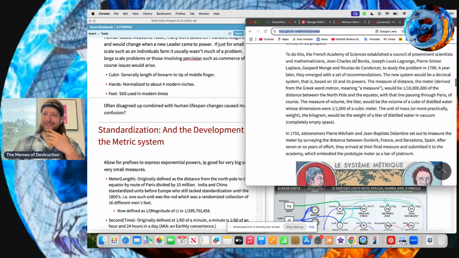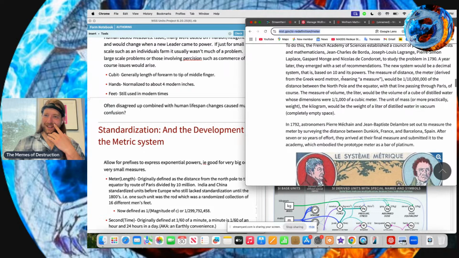To this end, the French Academy of Sciences established a council of preeminent scientists and mathematicians. A year later, a set of recommendations emerged: a decimal system with powers of 10. The measure of distance, the meter, from metron, would be 1/10 millionth of the distance between the North Pole and the equator, with that line passing through Paris, of course. The measure of volume, the liter, would be the cube of a distilled water whose dimensions were 1/1000th of a cubic meter. The unit of mass, the kilogram, would be the weight of a liter of distilled water.